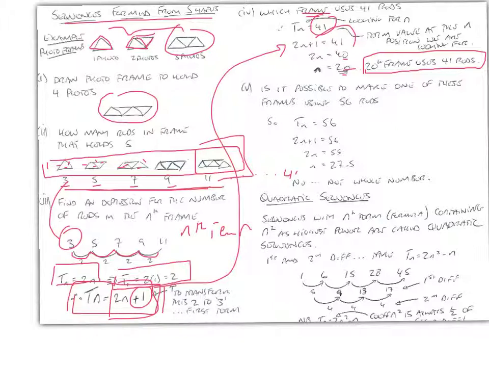Now, a further question: is it possible to make one of these frames using 56 rods? So we let Tn equal 56, and we find that n is equal to 27.5, so that's not a whole number. So no, it's kind of half a rod. We're not dealing in half rods, we're dealing in whole rods, so no, it wouldn't be possible to make a frame using 56 rods.